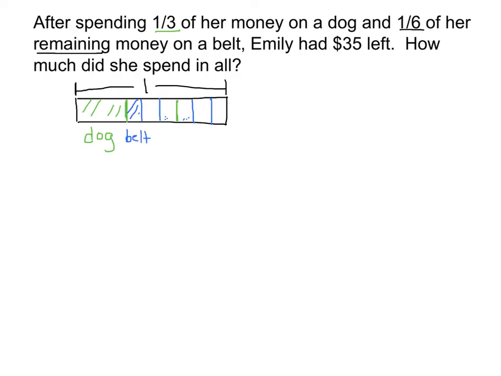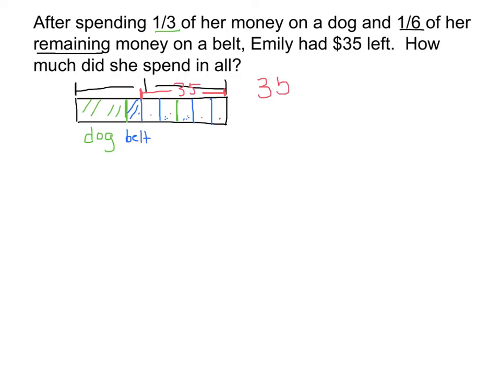All right, so Emily has 5 of these parts left over. 5/6 of what was left after she bought the dog is left over, and we know the story tells us that that was $35. So $35 was from here to here. So the $35 can be equally split into 1, 2, 3, 4, 5 equal parts. So let's go ahead and do that.